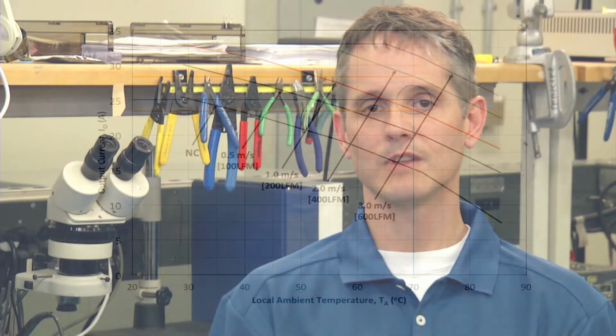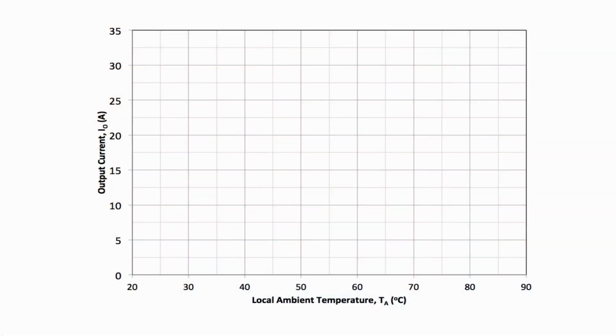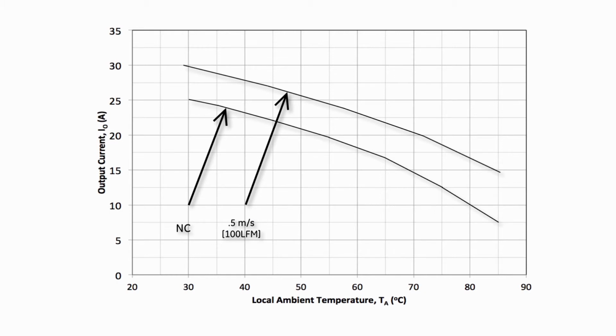At GE, each curve is generated by operating the module at a particular airflow and ambient temperature, then varying the output load until any of the components on the module reach their IPC derated operational temperature limit. For example, to generate a curve for 400 LFM airflow, the module is first operated at room temperature, 400 LFM, and the load is adjusted until any component reaches its IPC operational limit. This point is then plotted.